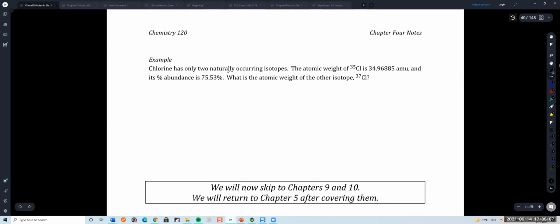Chlorine has only 2 naturally occurring isotopes. The atomic weight of chlorine 35 is 34.96885, and its percent abundance is 75.53%. What's the atomic weight of the other isotope? In order to do this, what piece of information do I need that's not in the problem? There's actually 2 other values I need that are not in the problem to find this.